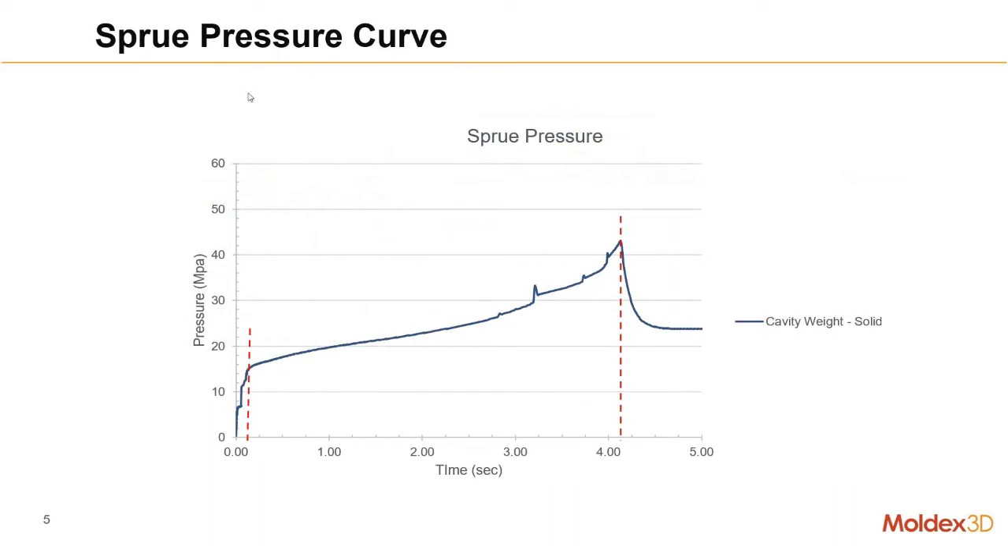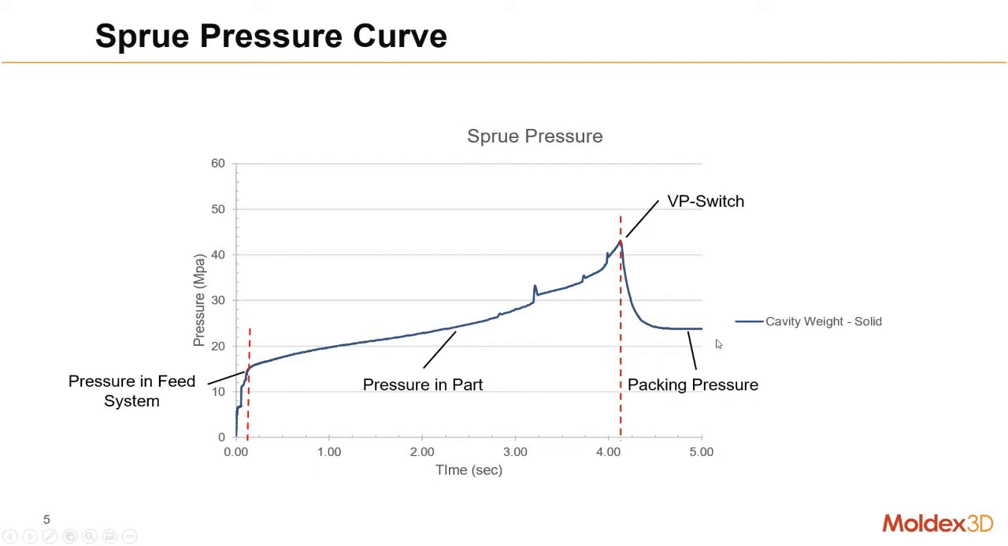Looking at the sprue pressure curve directly, this is a very typical example of what you should see with the sprue pressure. Identifying the different regions of your sprue pressure curve will allow you to identify where the discrepancies are coming from. There are three main regions. We have the feed system, which is just through the runner or through the gate. We have the pressure lost through the part. And then we have the VP switchover point, and any point after that would just be a transition into the packing stage.